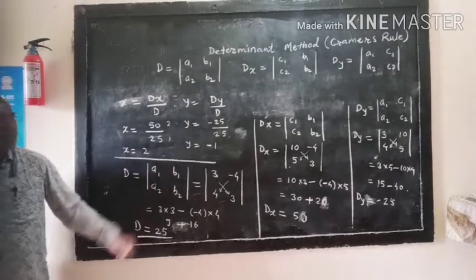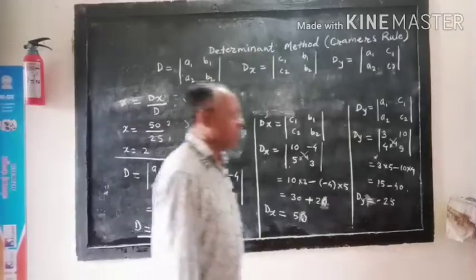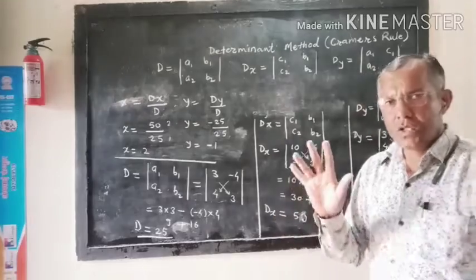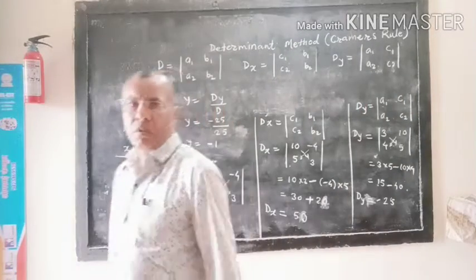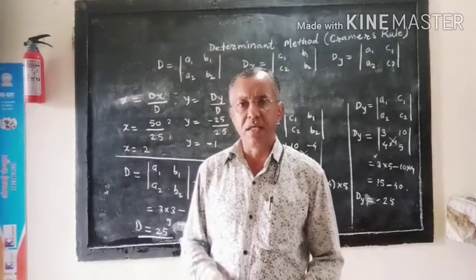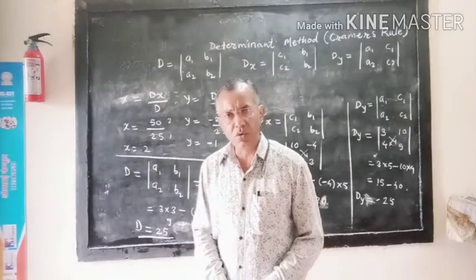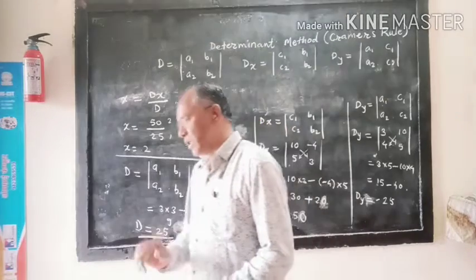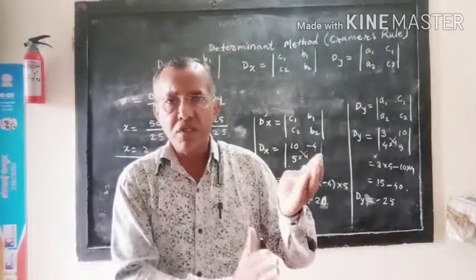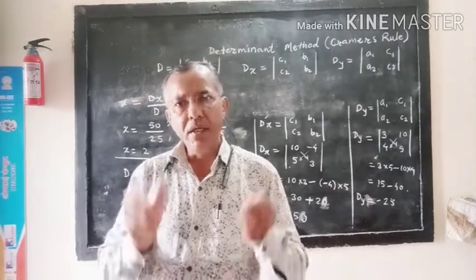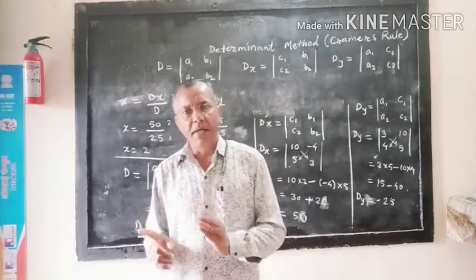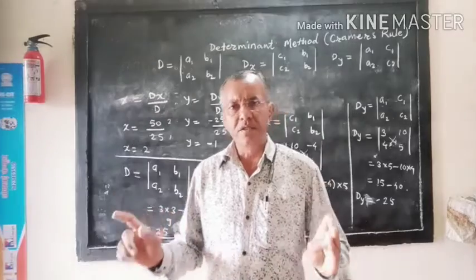You have to write it now. Very simple. What you have to do, at first compare the given equation with the general form, and the general form is a1x plus b1y is equal to c1, and a2x plus b2y is equal to c2. These are the two general forms, and compare these two equations with the given equations, and you have to write the values of a1, b1, c1 and a2, b2 and c2.